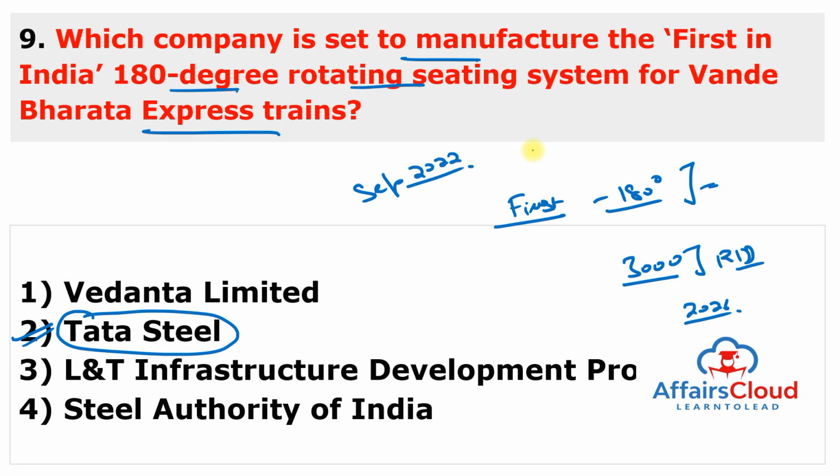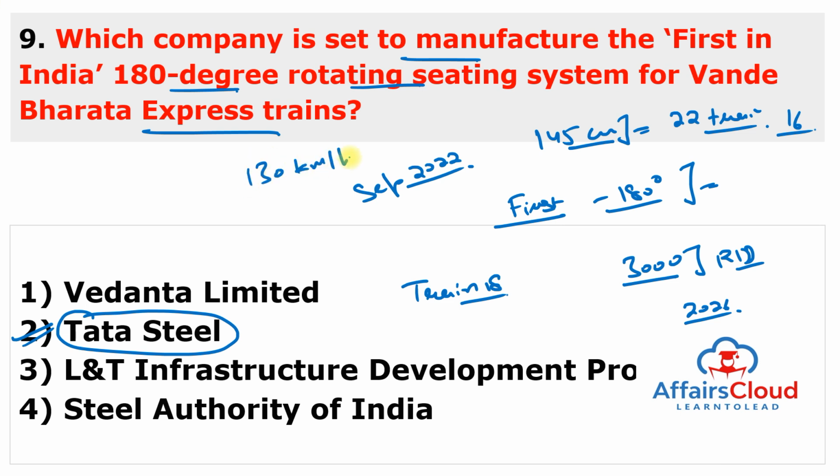And Tata Steel Composite Division has received a 145 crore contract for the Vande Bharat Express seating system, which involves the supply of the entire seating system for 22 train sets, each with 16 coaches. This would be the first time that seats built in India will be fitted on semi-high-speed trains. And remember, Vande Bharat Express, also known as Train 18, is the second fastest train in India, operated by Indian Railway with a speed of 130 km per hour.